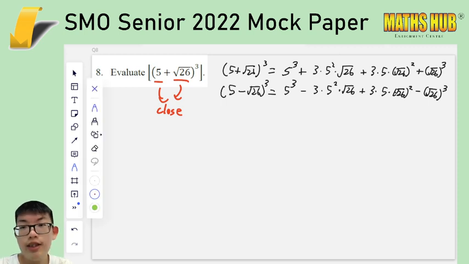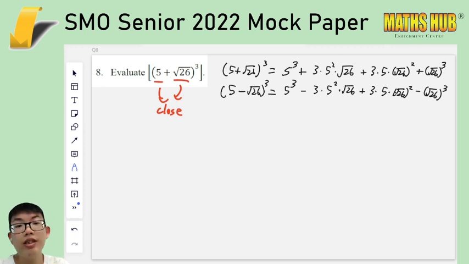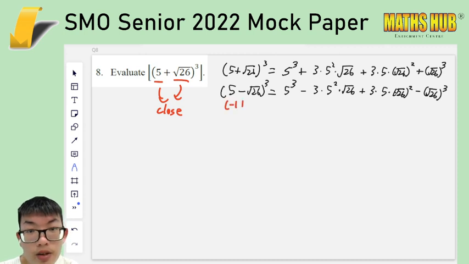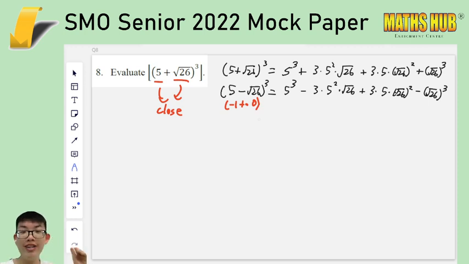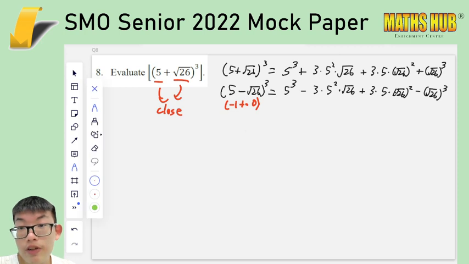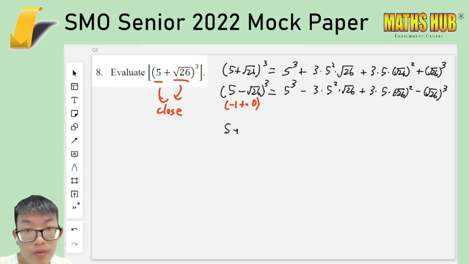Furthermore, since 5 and square root 26 are close, (5 minus square root 26) cubed is going to be something slightly less than 0, but more than negative 1. Right, so it is negative, but only barely so. Well, if we add them up, all we have is 2 times the stuff we like.